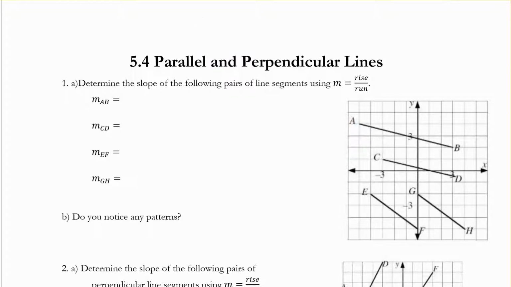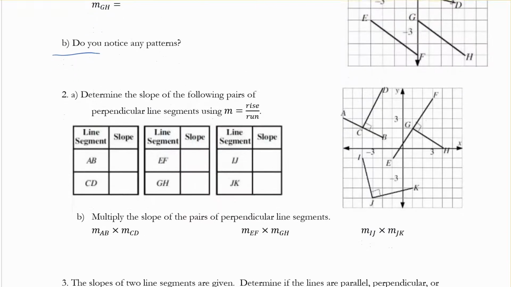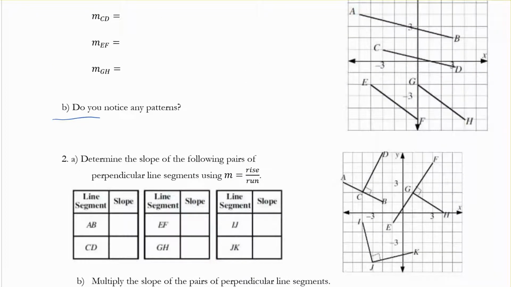Number one says determine the slope of the following pairs of line segments using slope is equal to rise over run. So just counting like we normally would. Figure out what the slope of those things were, and then do you notice any patterns? I'm going to let you guys do that. I'm probably going to tell you the answer here in a minute anyway. Yeah, I'm probably going to actually have to.